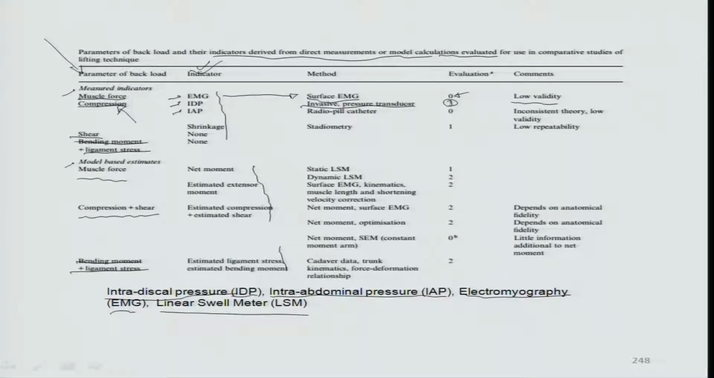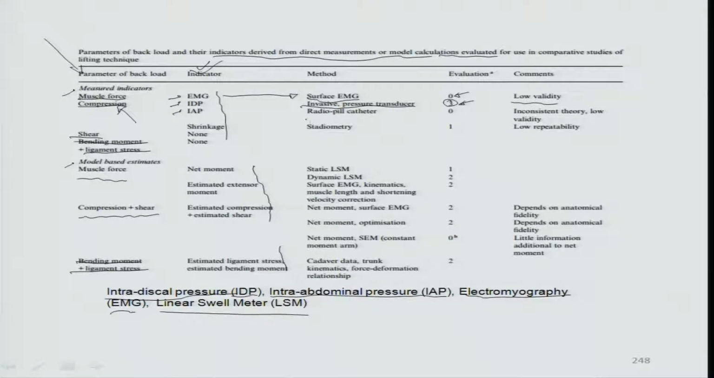IDP measurement, which is actually invasive, where you place a pressure transducer inside the region of the disc which you want to measure. So the intradiscal pressure comes directly as a consequence of whatever is being felt by the pressure transducer at that level. So this has a relatively high level of validity. Every time, this reports the right data of the IDP or the muscle force compression.